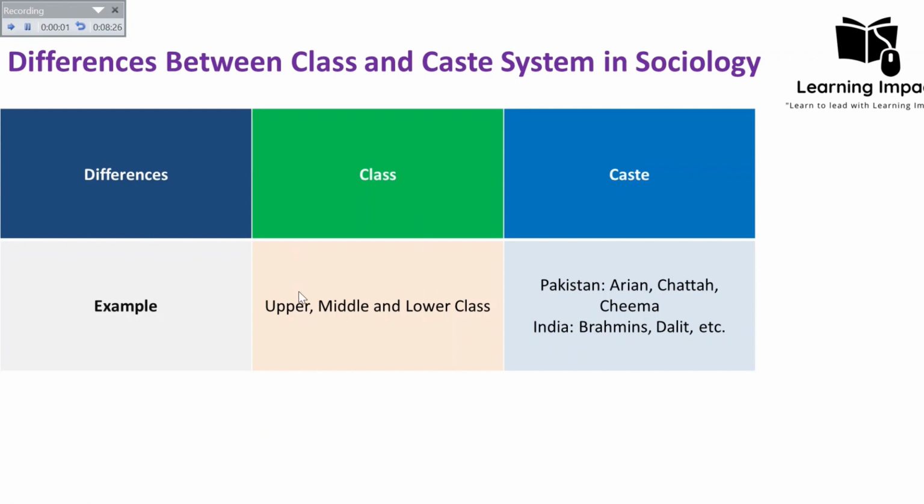Okay, examples of the class system include the upper, middle, and lower class. In Pakistan society, there are now subdivisions like the upper class, upper middle, and upper lower class, and similarly in case of the middle and lower class. This is all on the basis of economic differences. But in case of the caste, in Pakistan, there are Chattha, Cheema, these are the different castes. But in India, the caste system has a more profound effect on society. There are different castes like Brahmins and Dalits and others.